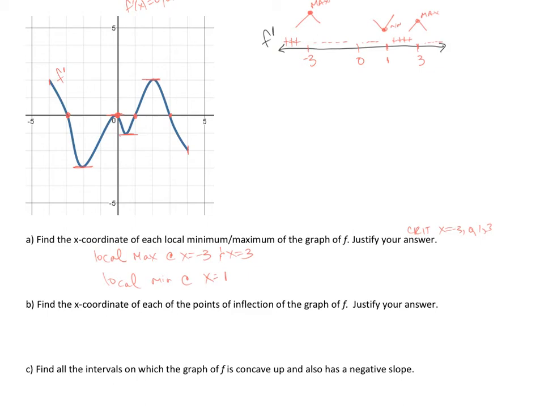Okay, so for part B, it says find the x-coordinates of each of the points of inflection of the graph of f and justify your answer. So for the points of inflection, we need concavity. Look at part C. It says find the intervals on which f is concave up and also has a negative slope. So let's go ahead and find our concavity, and then we can determine our points of inflection. To do that, I'm going to do f double prime this time, the number line for that.